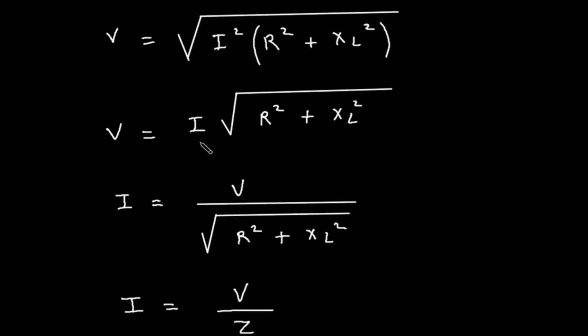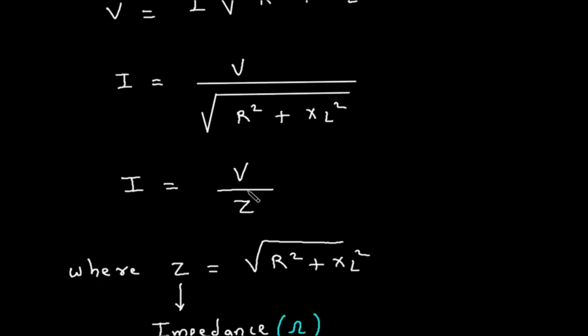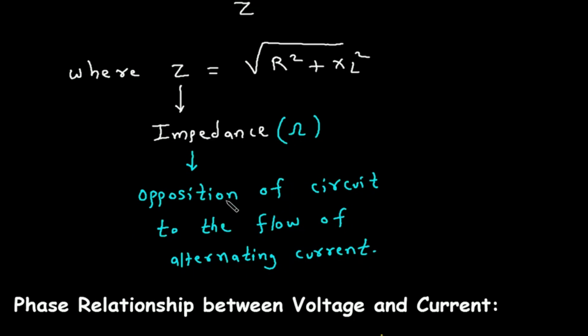Now from this, I is equal to V by under root of R square plus XL square. From this, I is equal to V by Z, where Z is equal to under root of R square plus XL square. This Z is the impedance. Its unit is ohm. This impedance is the opposition of the circuit to the flow of alternating current. In case of DC, there is a resistance R, but in case of AC, it will be impedance Z.